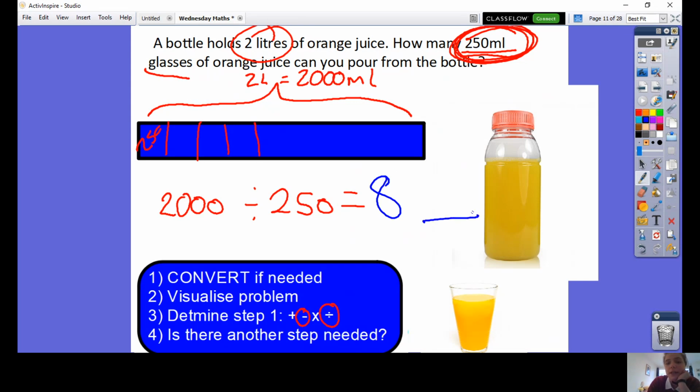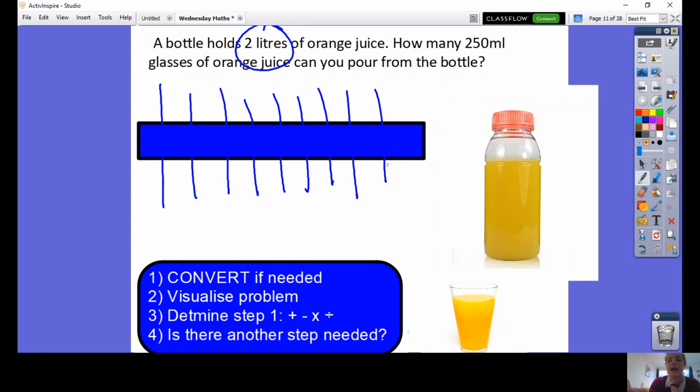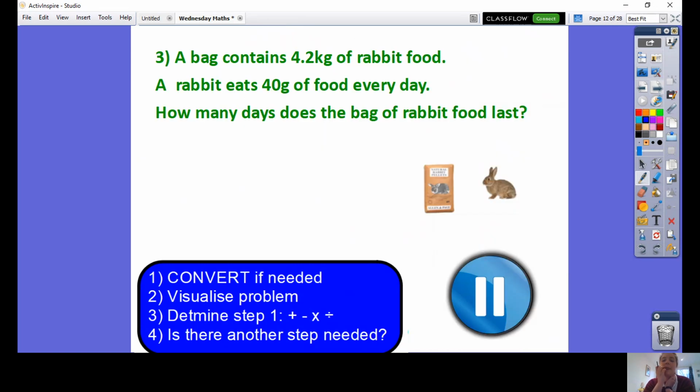Now, what's my unit of measure here? Is it millilitres? Have a little think, read the question again. How many 250 millilitre glasses of orange juice can you pour from the bottle? I can't answer that with 8 millilitres. It's actually 8 glasses. 8 glasses of orange juice. So, to recap, if you have a large amount that's being split into lots of equal-sized small amounts, that means you're doing division.